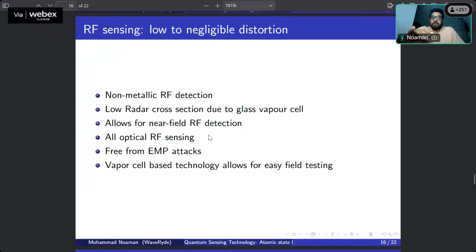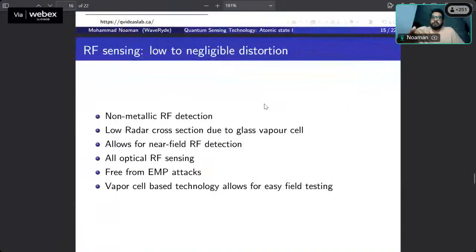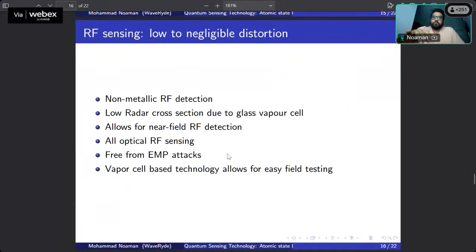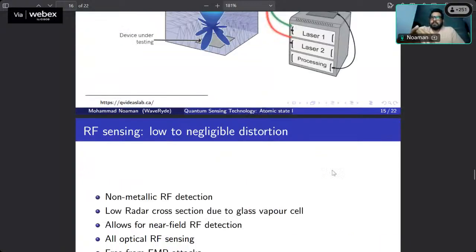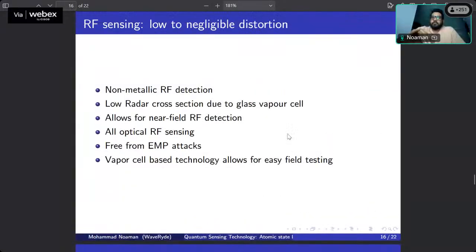But the RF sensor here is purely optical. There is no wire between this part and this part. It's all fiber. There are no electrical signals at all, so that makes it less prone to such attacks. And again, it's very easy to test the field, because you just tune to a different Rydberg state by changing the laser's frequency, and then you're set to test a different frequency band.